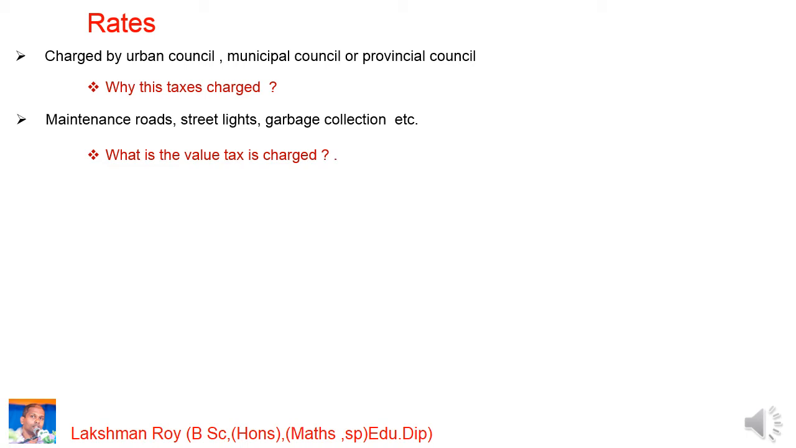Next one, what is the value on which tax is charged? For what value will they charge this tax? So there should be a value. So what is the value? Value is the assessed annual value of a shop or house, in the limited area of the urban council or municipal council or provincial council. So the shops and business places and also houses, they charge this rate tax.